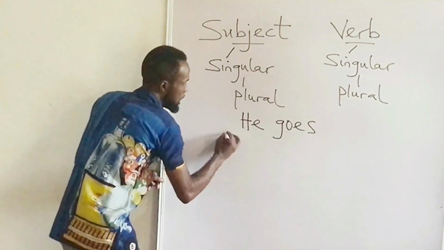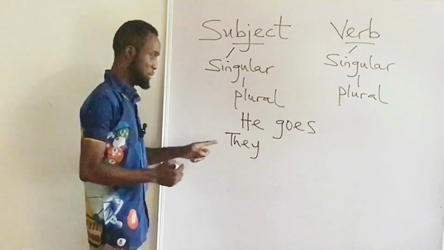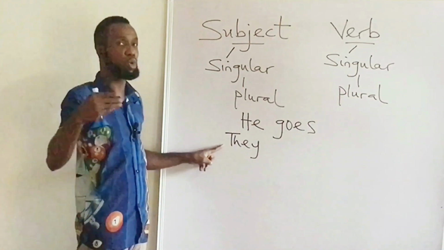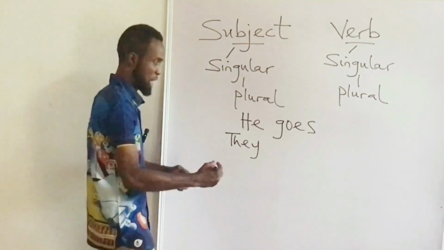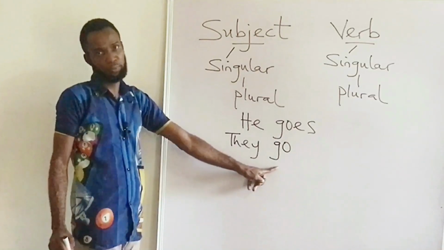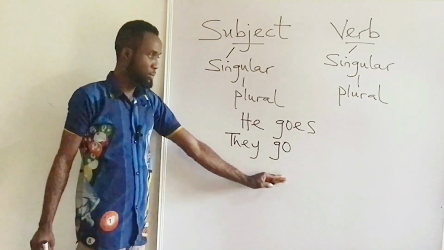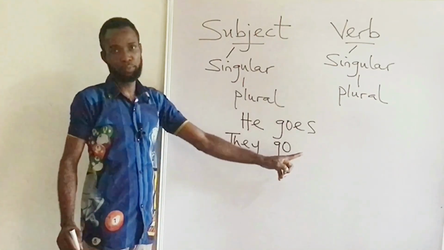But if I have they, you will find out that they is a plural subject because it refers to more than one. So it will carry a plural verb, so that I can say they go, a plural verb. I cannot say they goes. I have to say they go. I cannot say he go. I have to say he goes.